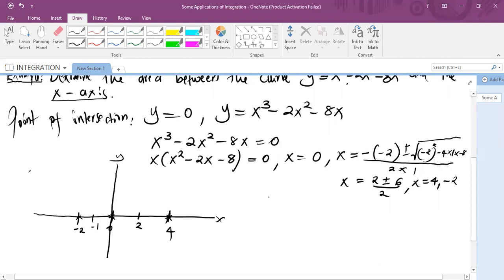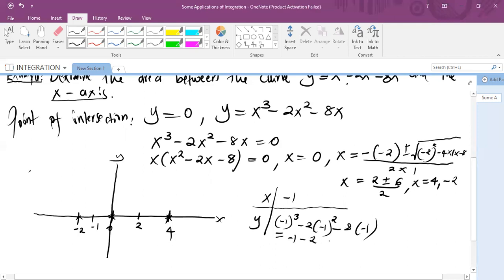So when x is equal to minus 1, y will be equal to what? We know y is equal to x cubed minus 2x squared minus 8x, so minus 1 cubed minus 2 times minus 1 squared, and then minus 8 times minus 1. So minus 1 cubed is minus 1, minus 1 squared gives minus 2, minus times minus gives plus 8. So 8 minus 3 will give 5. So 5 is on the upper part of y, so this curve will be going that way.